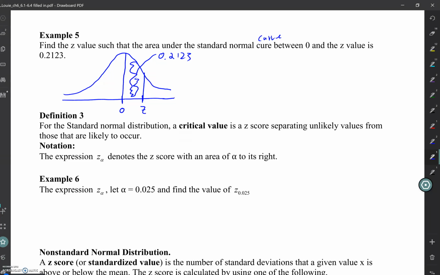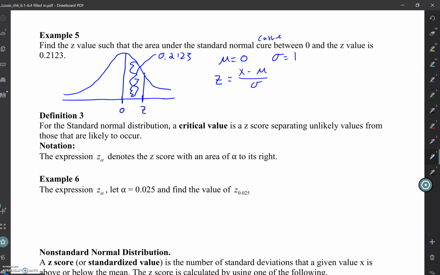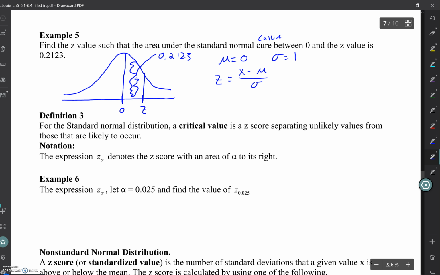Well, I do know that it's a standard normal, so that means that the mean is 0 and my standard deviation is 1. And we have our z-score formula that tells me z is equal to x minus mu over sigma. So let's fill in the pieces that we know. We know that we have a value for this z, or well, the area for it.